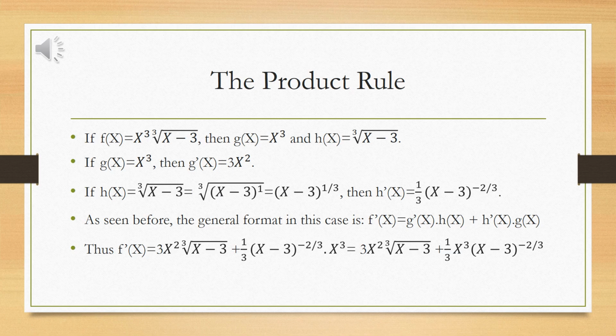As seen before, the general format in this case is f prime of x equals g prime times h plus h prime times g. Thus, f prime of x equals 3x squared times the cube root of x minus 3 plus 1 over 3 times x to the 3 times x minus 3 to the power minus 2 over 3.